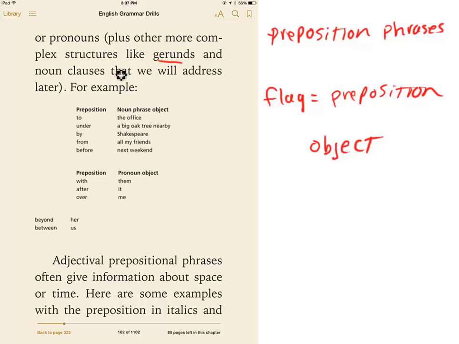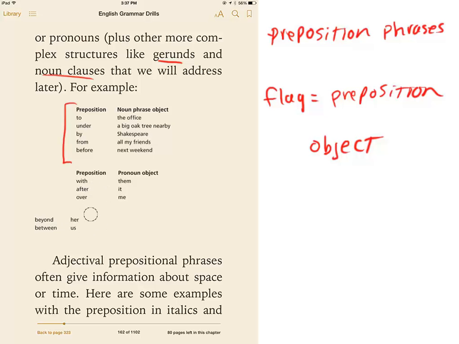Okay, so don't let this confuse you because it's not all that difficult, but it says don't worry about gerunds and clauses. We'll get to those later, okay? But I do want to show you some examples of prepositional phrases. To the office. Under a big oak tree. By Shakespeare. From all my friends. Before next week. And of course you can have a pronoun as an object: with me, after it, over me, with them, beyond her, between us.